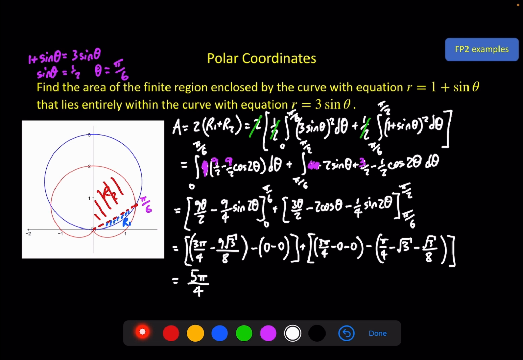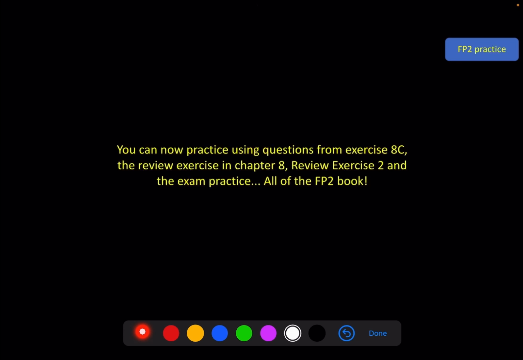of the final section of the final chapter of FP2, which means you can now practice all the questions from exercise 8C, the review exercise for chapter 8, review exercise 2, which is the second half of the book, and the exam practice at the end. Basically everything. Lots of practice for you there.